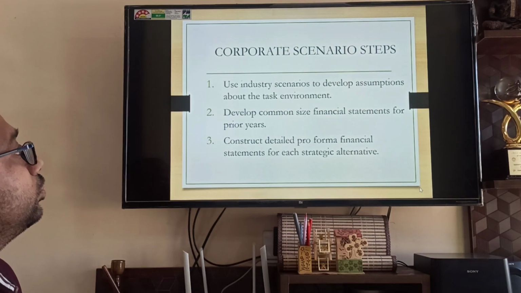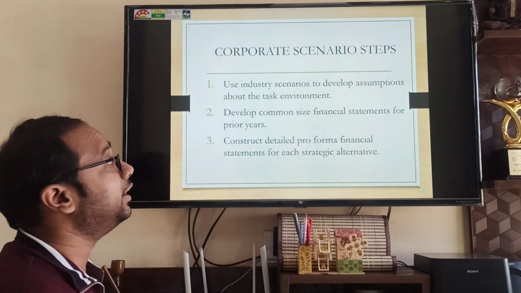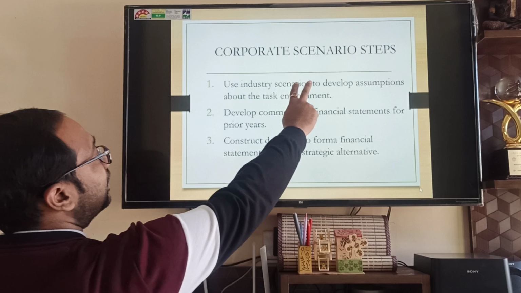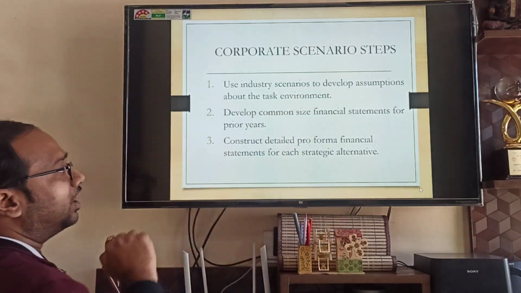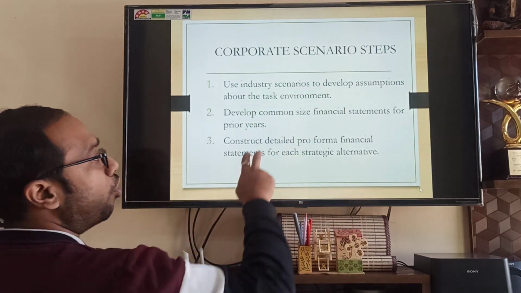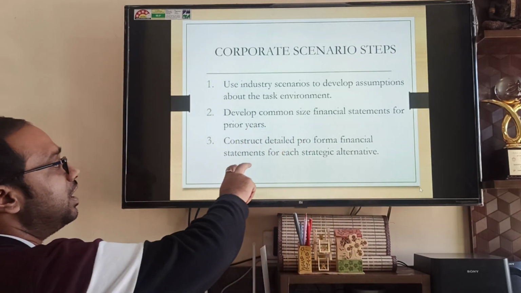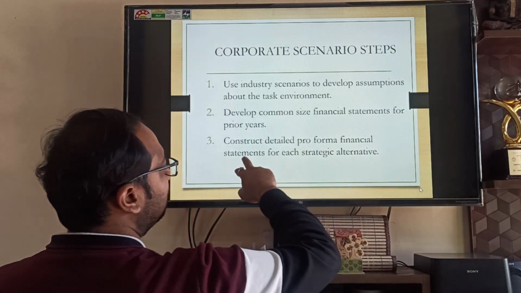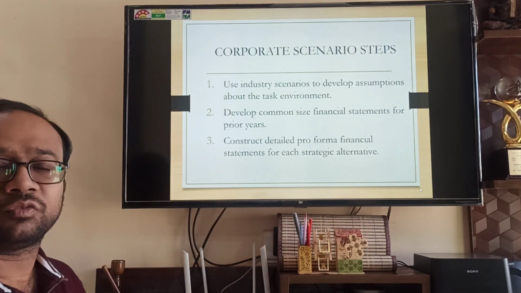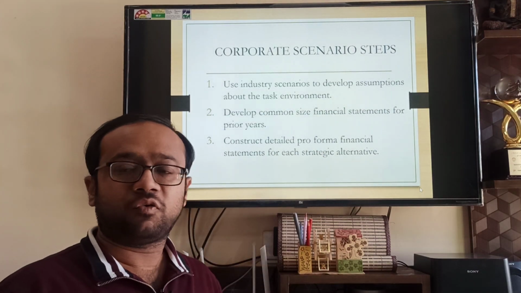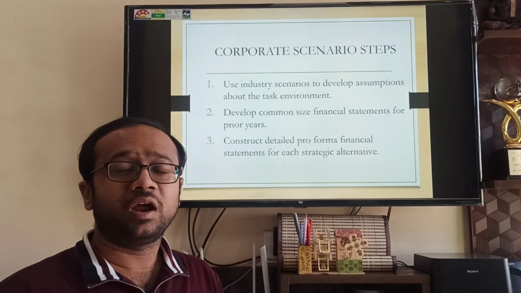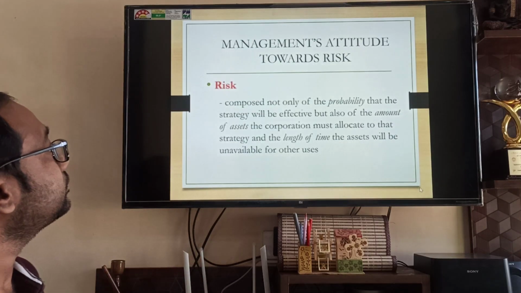How do you do this? There are 3 steps for constructing the scenarios. Use industry scenarios to develop the assumptions about the task environment. Develop common size financial statements for previous years. Construct detailed pro forma financial statements for each strategic alternative. So there are 3 different alternatives, and for each of them, you will be doing these scenarios.